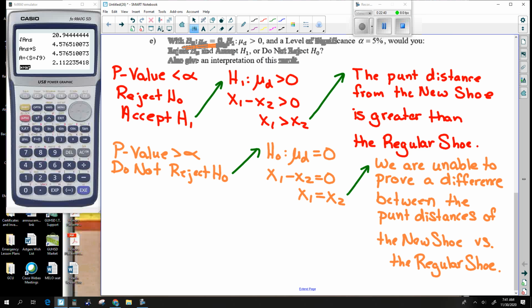So we're unable to prove a difference between the punt distances of the new shoe versus the regular shoe. I don't have to say the word average because we're not talking about mu's, we're talking about X1 and X2. In the other situations, yes, you would have to include the word average or probability, whatever the case may be.